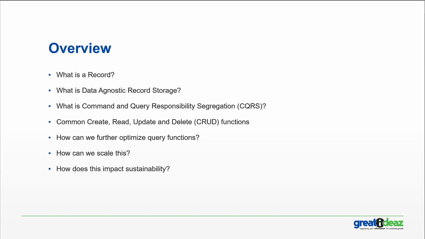We're going to be looking at a couple of common patterns. We're going to start by looking at command and query responsibility segregation, or CQRS, and we're going to talk a little bit about how some common create, read, update, delete, or CRUD functions are implemented within a data agnostic service. We'll also have a look at how we can further optimize the query functionality and how we can scale a data agnostic record store. Finally, we're going to consider sustainability in the context of data agnostic record storage.